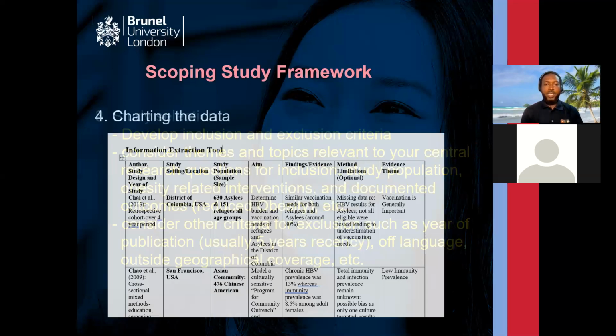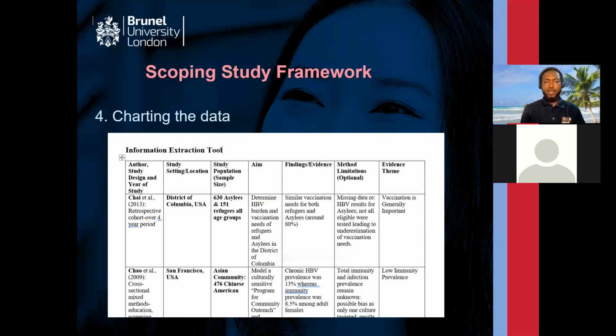Okay, so for charting the data, this is the extraction, like what you find in the traditional data collection stage in other research. At this time, because it's more of a qualitative, narrative kind of review, you're not doing any specific data collection from any individual. So you're just picking information from the articles. And how do you pick the information, and what information would you pick? This is where your information extraction tool, or information charting tool, will help you.